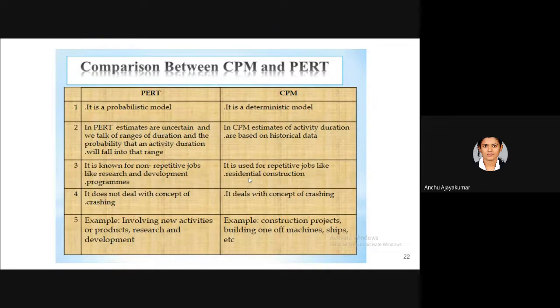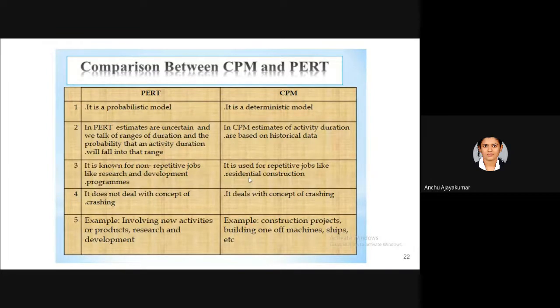In PERT, time estimates carry uncertainty, and we talk of a range of duration, such as 19 to 20 days. For CPM it is specific: historical data is available, so we have a specific duration like 25 days. PERT is used for non-repetitive activities, like a newly introduced activity such as research, or a project which you are doing in your final year. It is a new thing, so you can apply PERT there. But CPM is used for repetitive activities, like construction of a residential building.